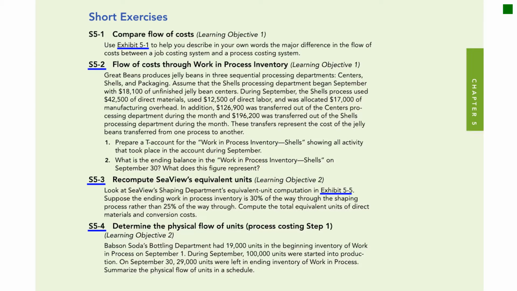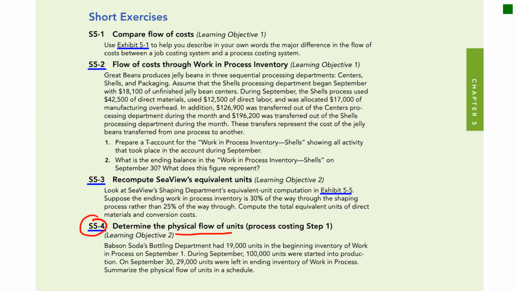Okay, so the first illustration from your textbook, this is exercise S 5-4, and you'll find that it is essentially the same problem that is also in your homework in my accounting lab. So, but let's look at it. This is step one. They basically want you to get the total physical flow of units.